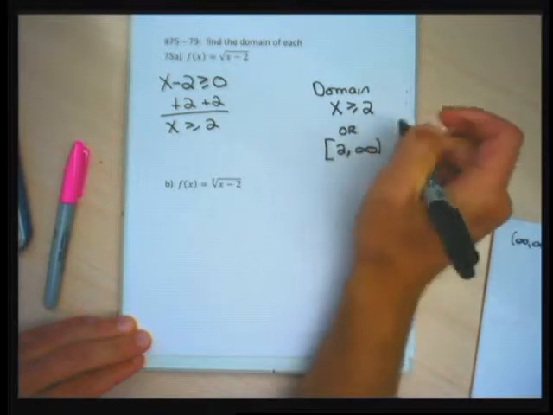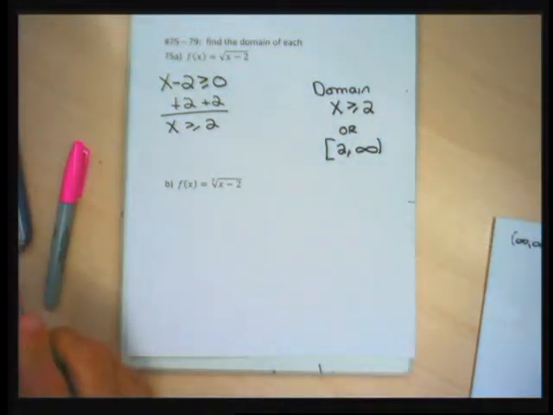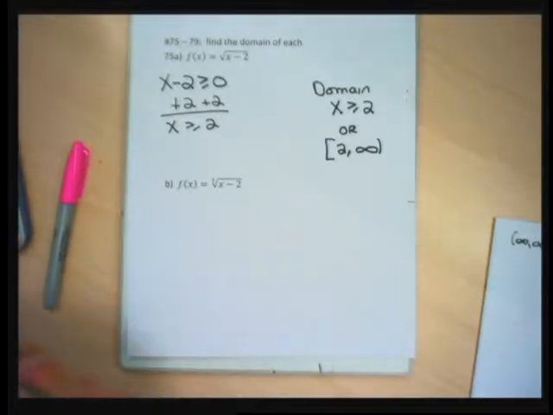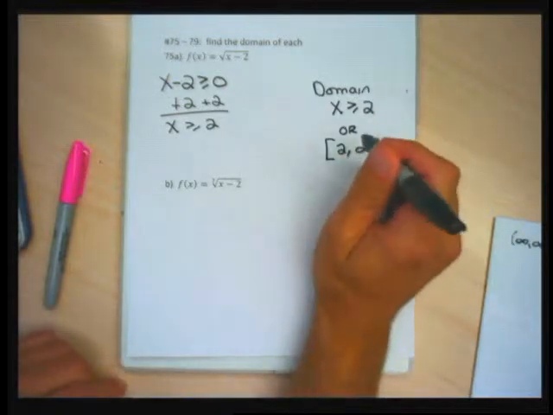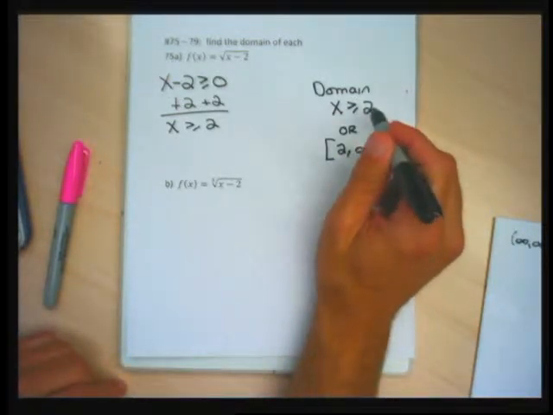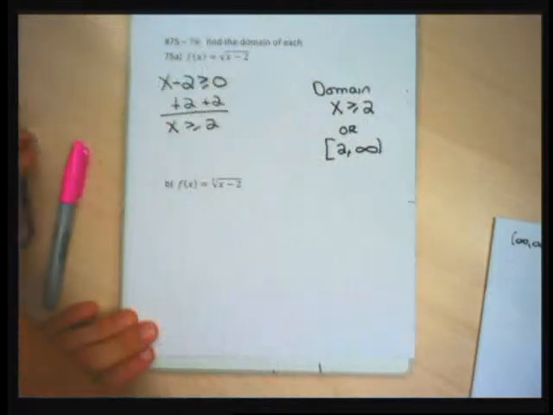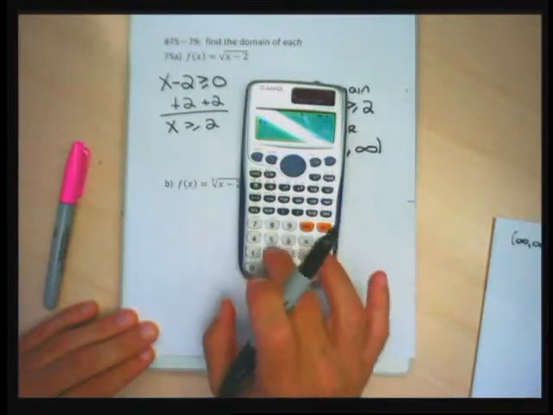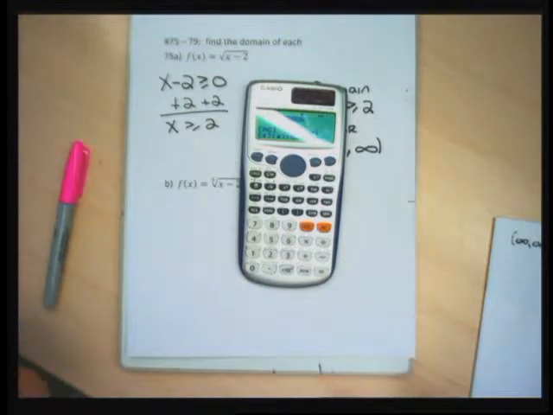And that tells me if I plug a number like 1 in, I'll get an error. If I plug in 0 for x, I'll get an error. If I plug in negative 1 for x, I'll get an error. But if I plug in 3 for x, 4 for x, 5 for x, 6 for x, I won't get errors. That's why the domain is restricted. Any number less than 2, if you plug it in for x, like if I plugged in 1 for x, if I did the square root of 1 minus 2, I'll get an error.